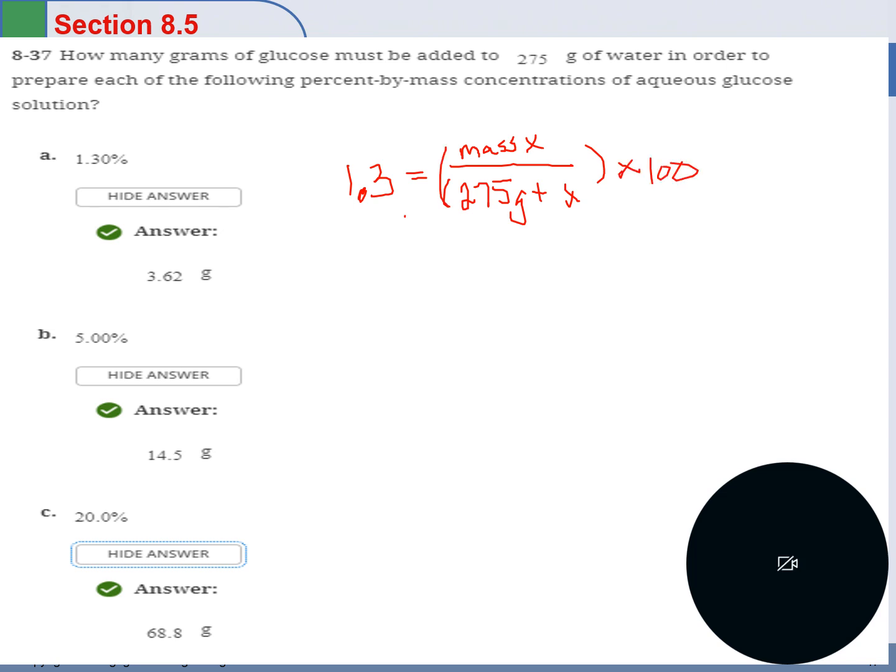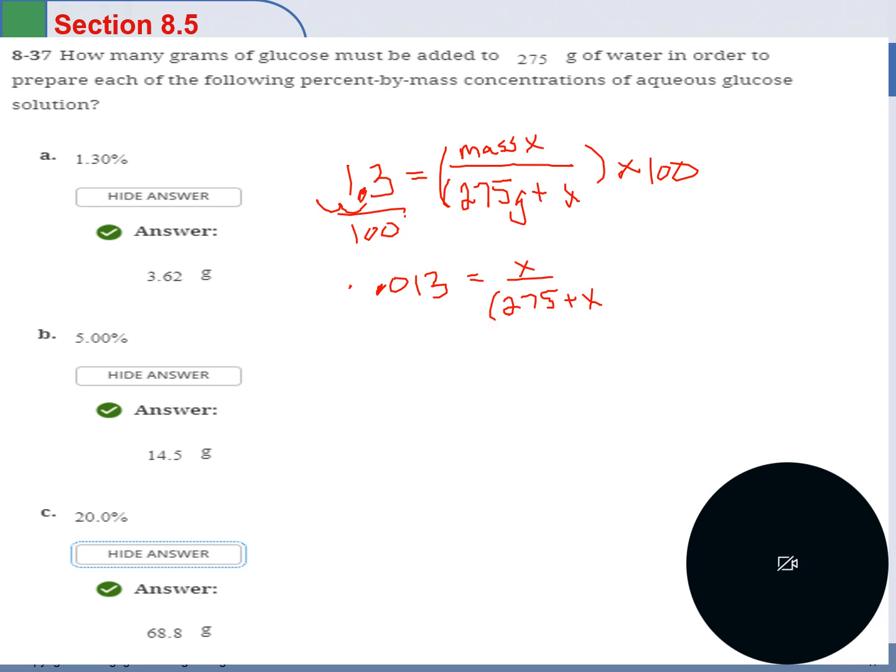So the first thing I would do is divide by 100 on both sides, and that's going to get you 0.013. We move our decimal over 2 times when we divide by 100, is equal to X all over 275 plus X. Now I want to start trying to get X by itself and off the bottom.